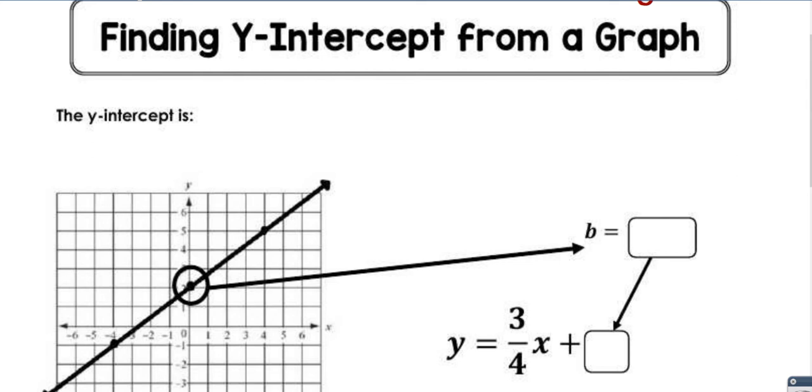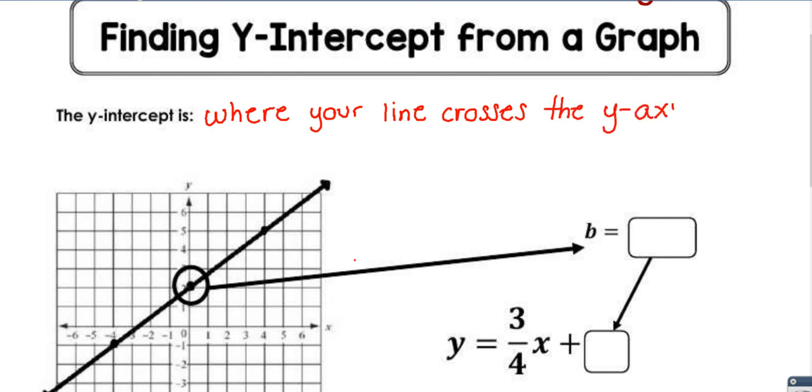So first off, the y-intercept is where your line, the one you graph, crosses the y-axis. We label that with the letter B, and so we say B equals.